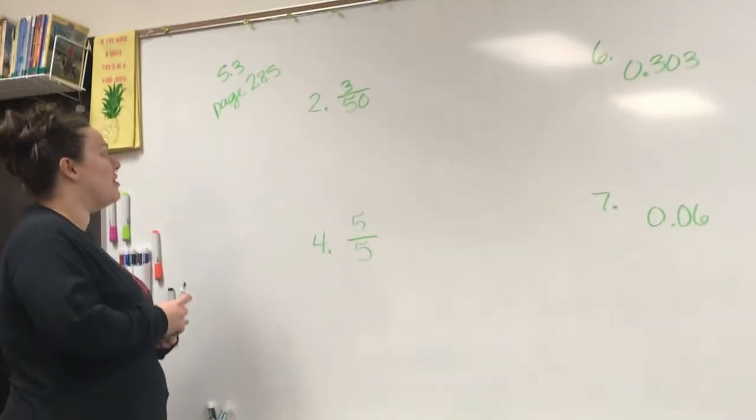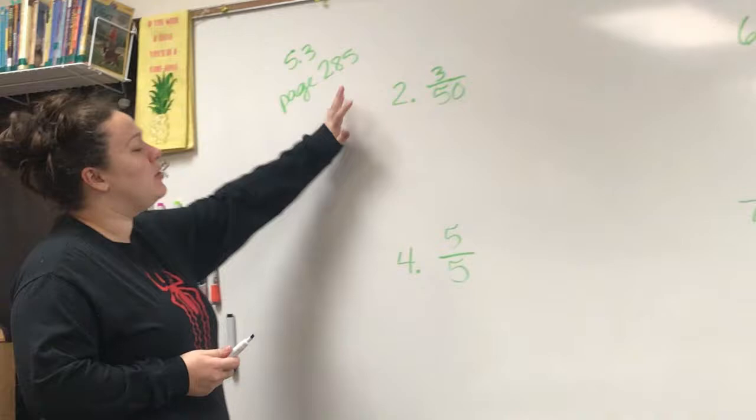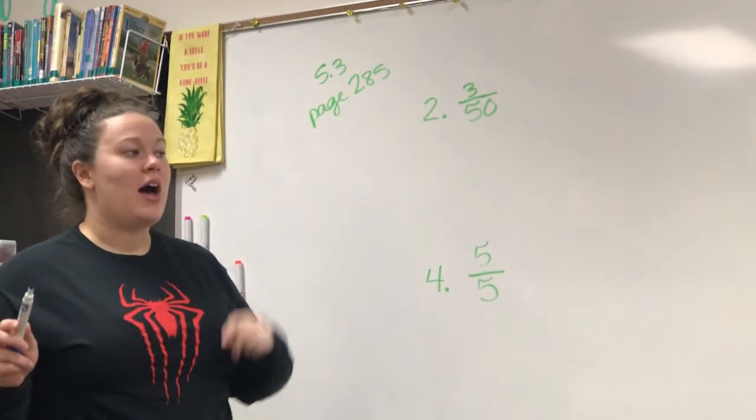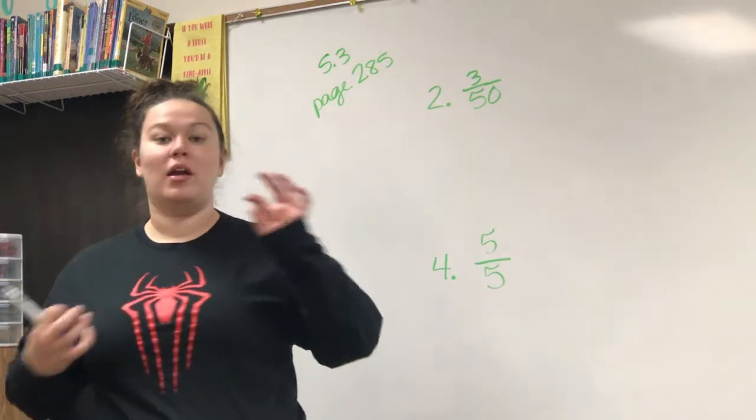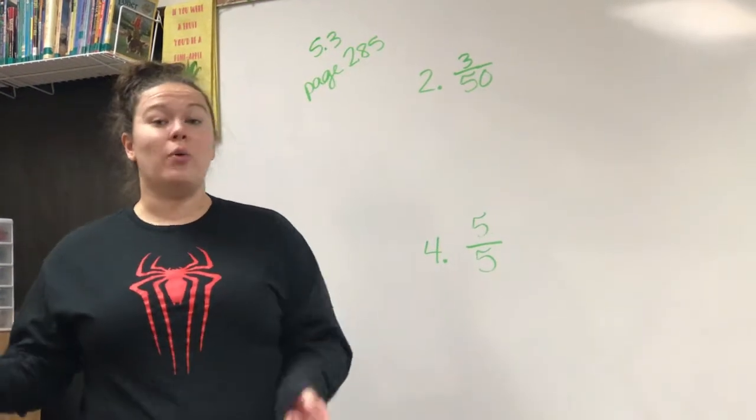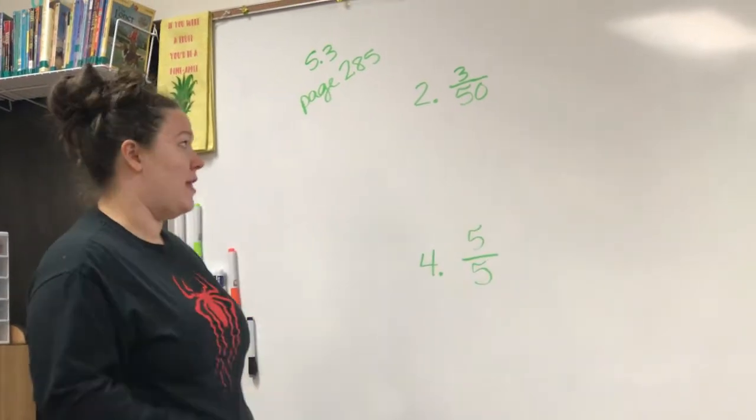Okay, we are on lesson 5.3, page 285 in your book. Our last lesson was taking a percentage and breaking it up into fractions and decimals. Now we're going to do the opposite of that.